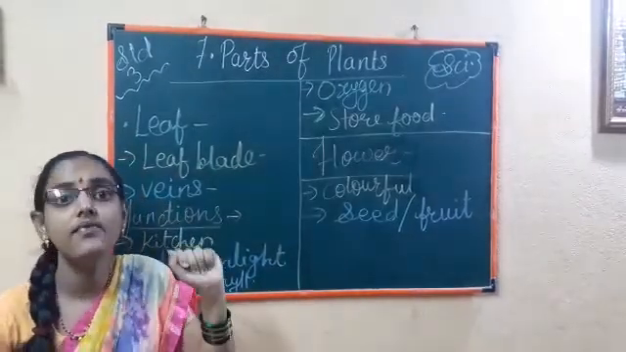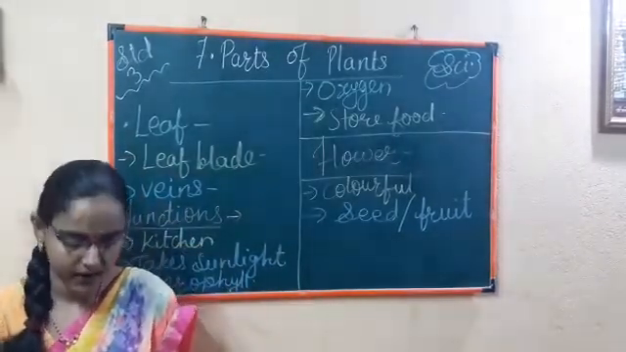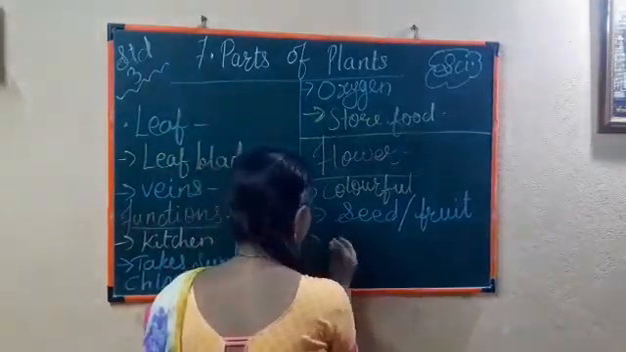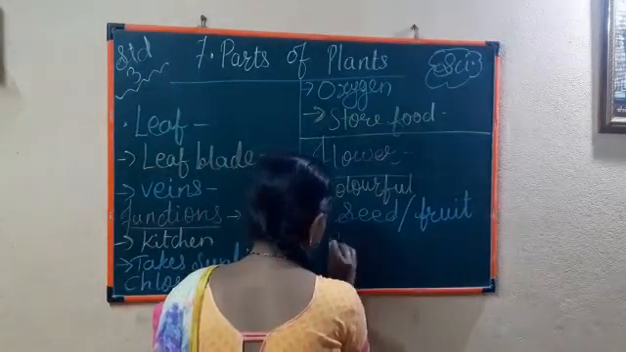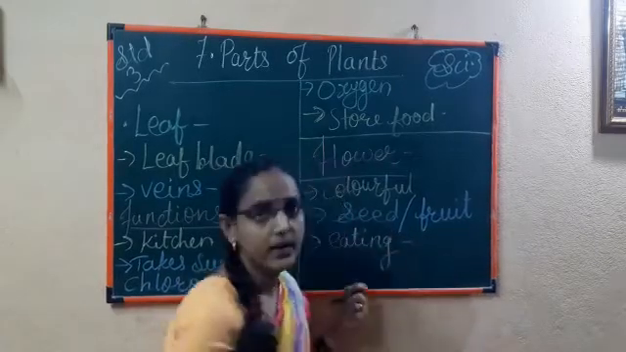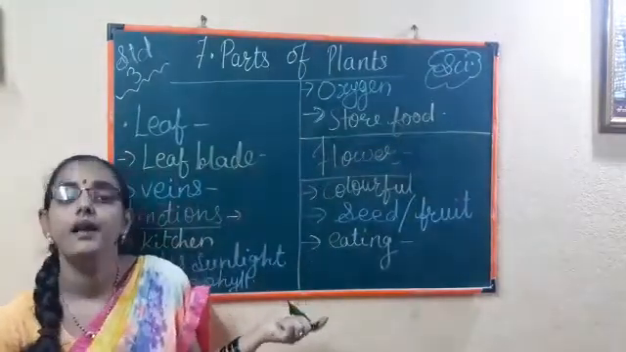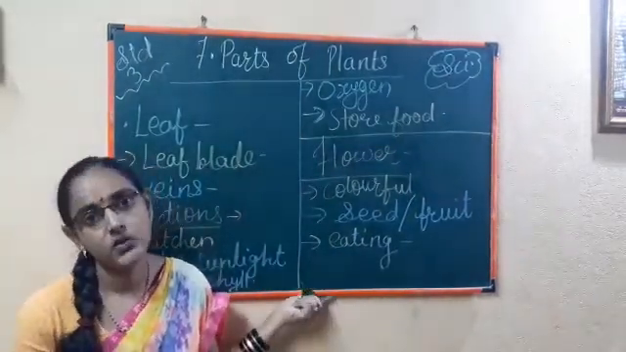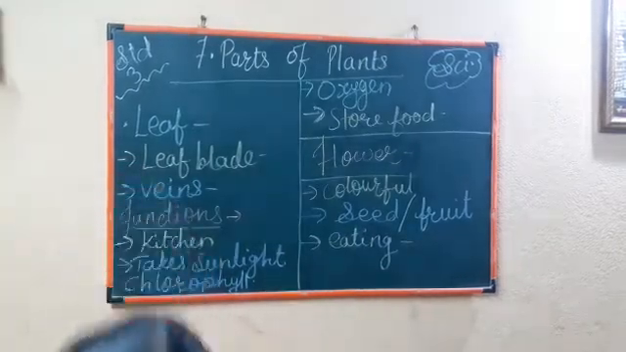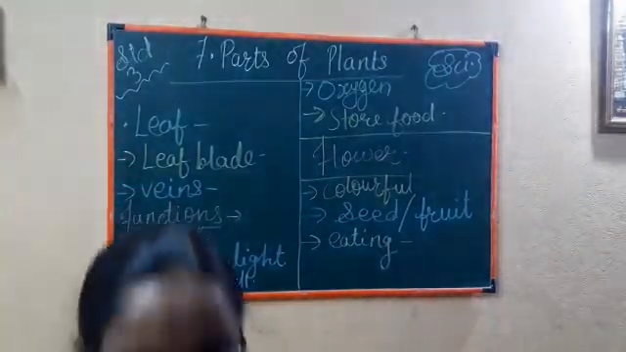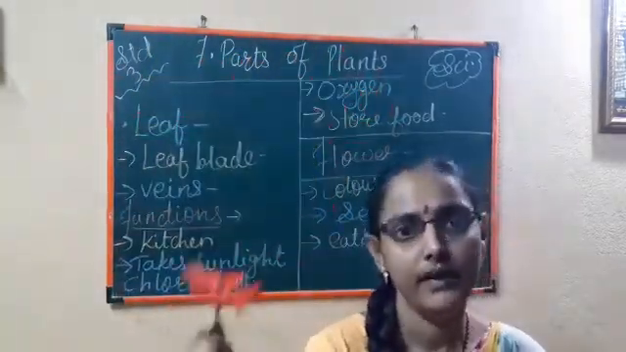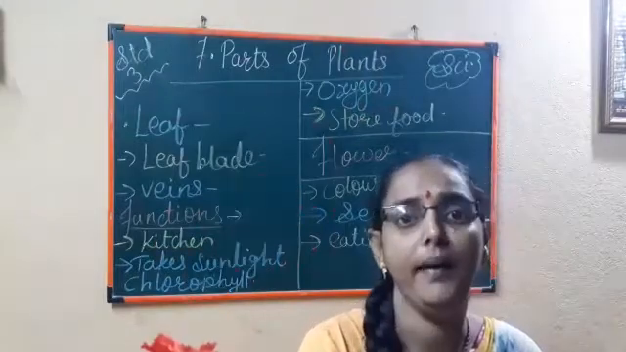Now some flowers we are eating. Cauliflower we are eating. We are eating broccoli. It is also a flower that we are eating as a vegetable. See, the flower is a very attractive part of the plant. It is a colorful part.